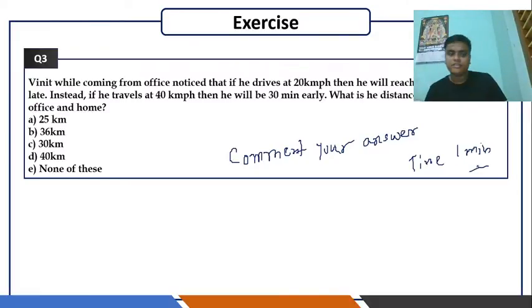Vinith, while coming from office, notices that if he drives at a speed of 20 kmph, then he will reach home 30 minutes late. Instead, if he travels at a speed of 40 kmph, he will reach 30 minutes early. The question is, what is the distance between his office and home? The part of the question behind my photo on the screen is, he will reach home 30 minutes late.